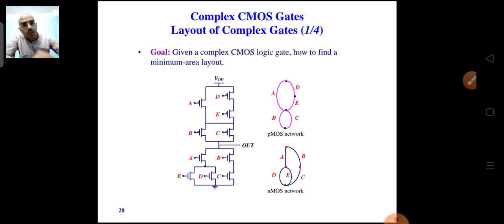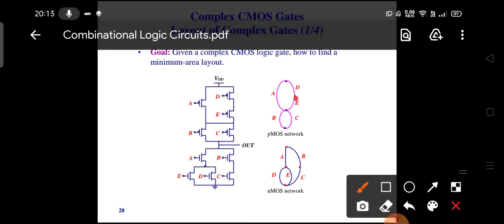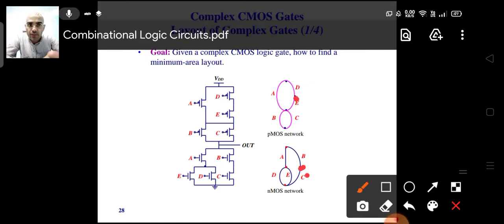So this is what the function is. If this is the circuit, then the pull up network will be exactly the dual of this. You can see that the pull up network is the dual of this function. Now for this circuit, you can obviously draw the graph separately from the circuit. So you can see that we have drawn the graphs for the pull up network, this, and this is for the pull down network.